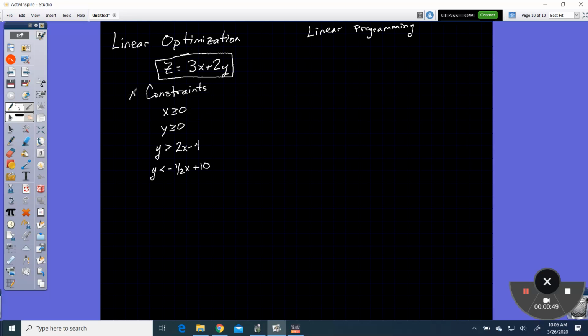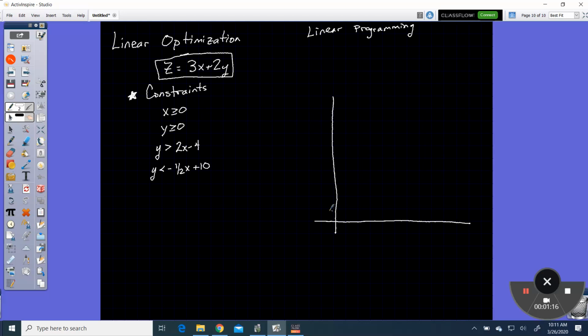So these constraints are like our rules. What we have to do is take these constraints or rules and graph all of them.